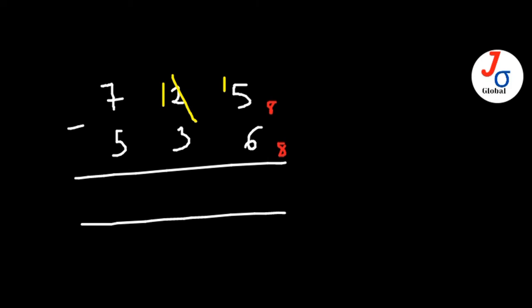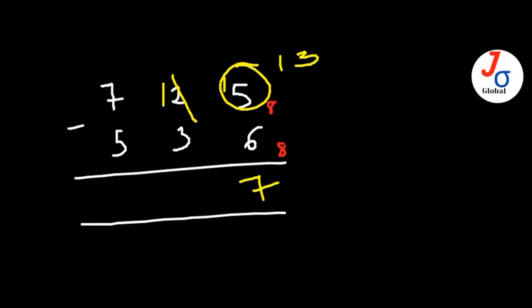So 8 plus 5 is actually 13. So I'm going to think of all of these as 13. So 13 minus 6, what I have is 7. So basically I have 7 here. Okay, good. Now I have 1 here.